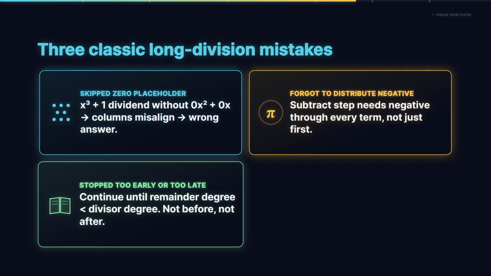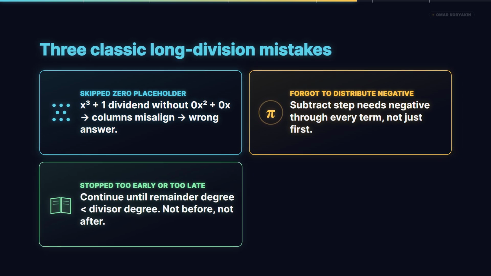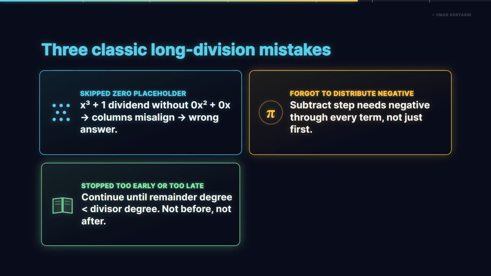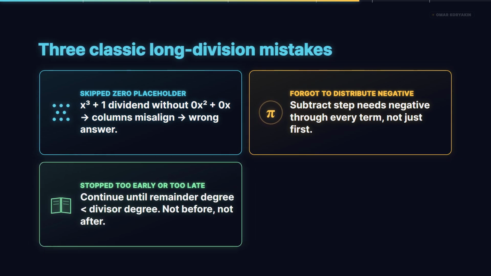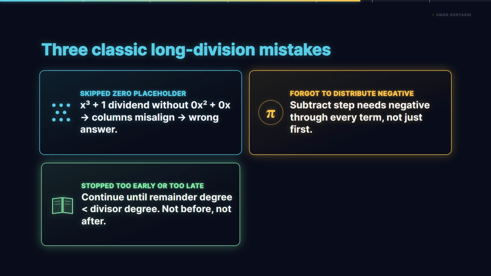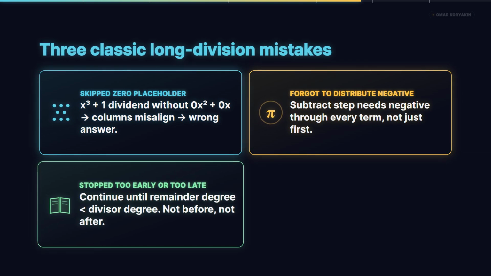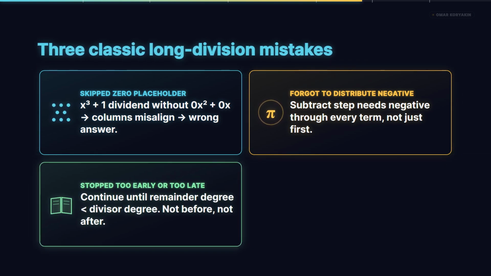Third mistake: stopping the algorithm at the wrong time, either too early or too late. A student stops when the current dividend has the same degree as the divisor, when actually the rule is to stop when the remainder has strictly less degree.